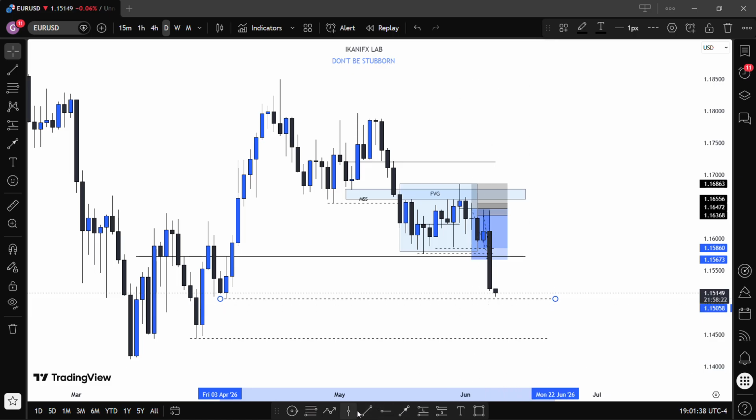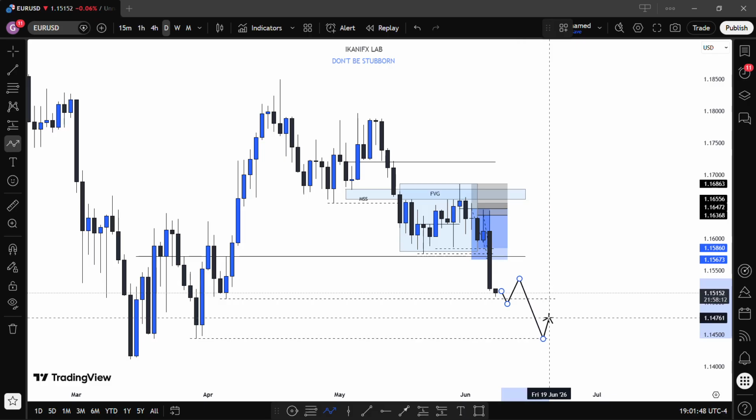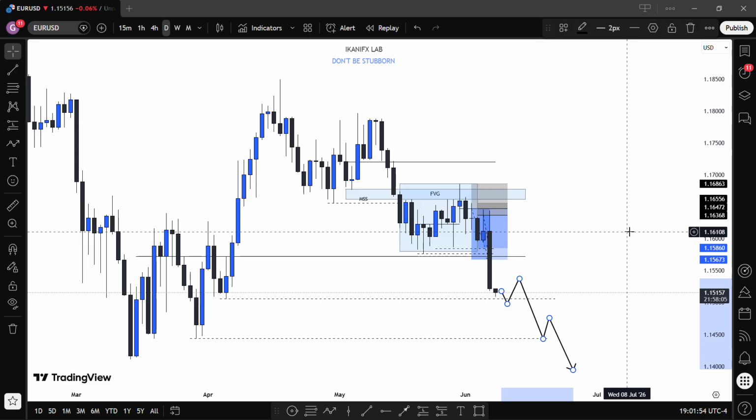So what should we expect on a daily? Let's say market should just take this out, a little rejection or little reversal, and then keep dropping. So overall, we are expecting the markets to keep dropping. That's basically what we want the market to do, to keep dropping.